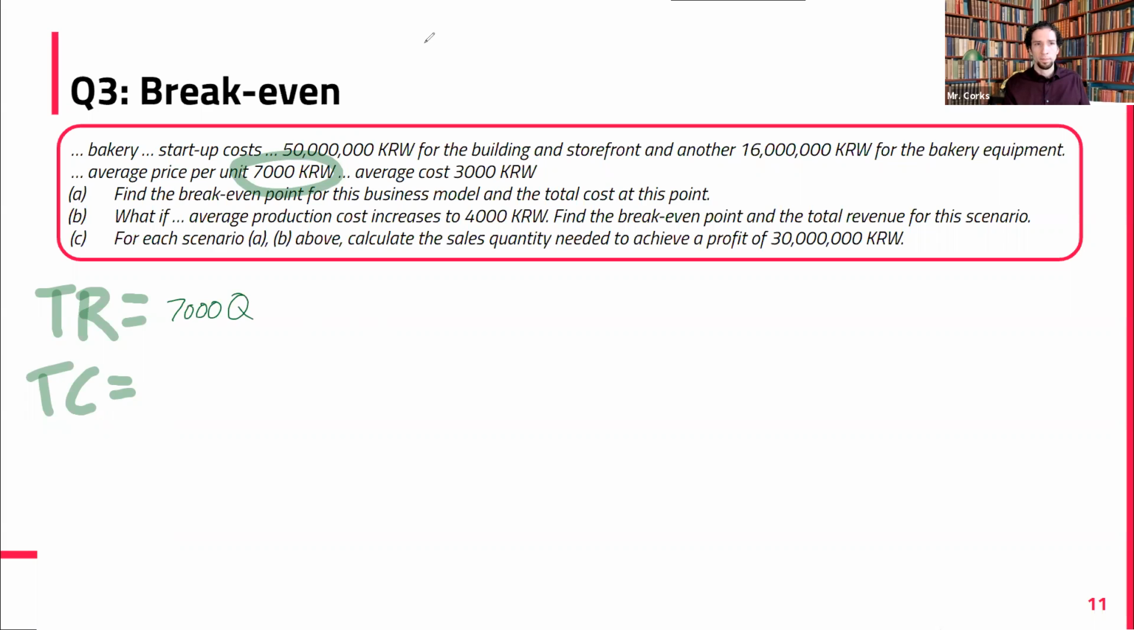Fixed cost plus variable cost. Okay, what's our variable cost, our per unit cost? 3,000. 3,000, which we get right here. Average cost to make each of these units of bread, so 3,000 Q. Okay, and then fixed costs. What are the fixed costs for this problem? 16 million. So one more time. 16 million plus 50 million. Okay, this one plus this one.